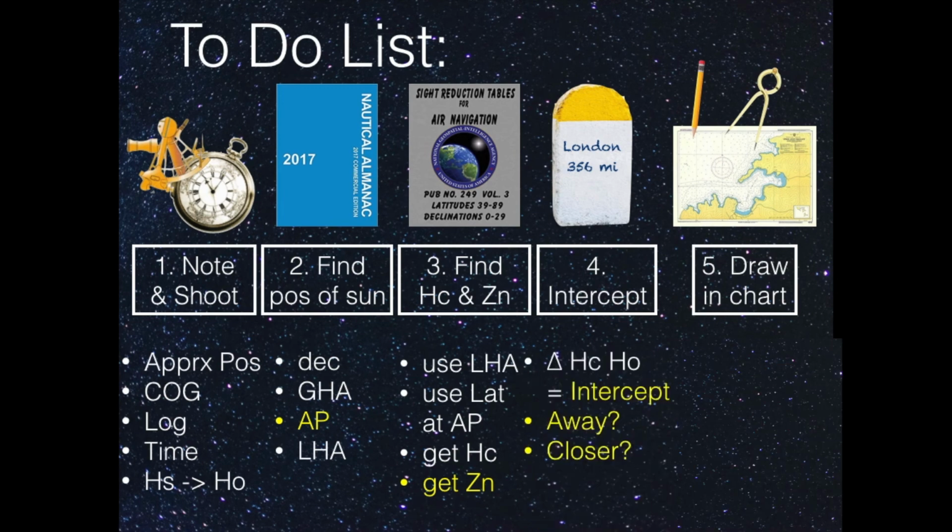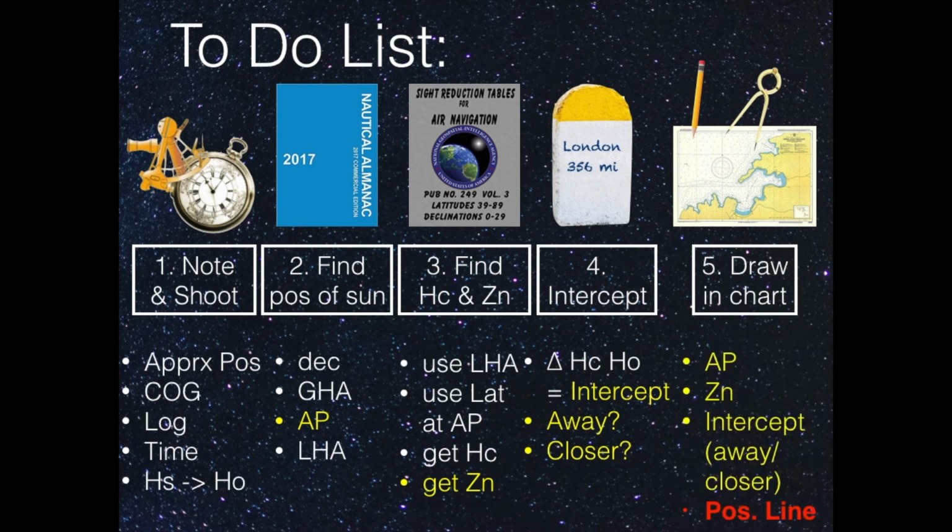Okay, step 4, find the intercept. Because you have to compare the calculated angle, HC, with the observed angle, HO. And the HC you get from the sight reduction table, the HO you get from step number 1. So you take the difference between them. That's the difference in the milestones, remember? So that's where you get the intercept. And depending on which number is higher, if your observed angle is bigger, you are closer, and if your observed angle is smaller, you're further away.